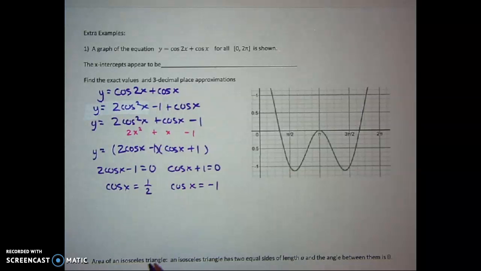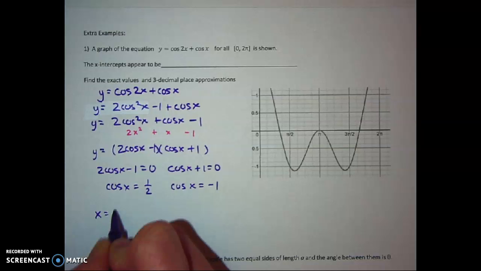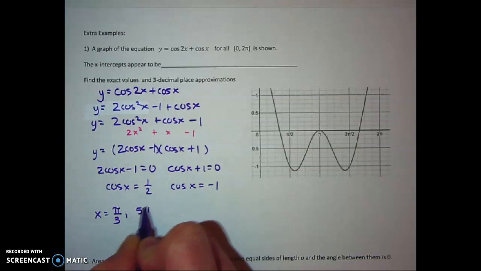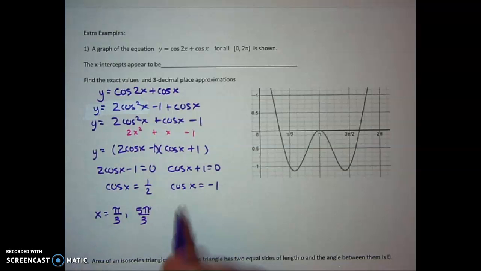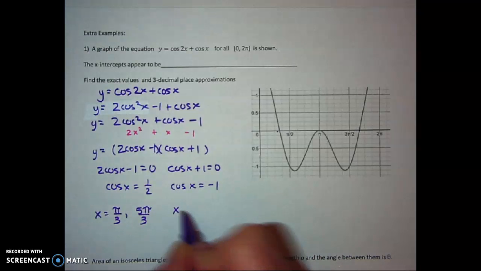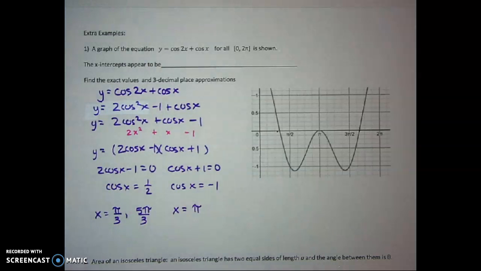And so this is where I would refer to my unit circle, simply because that's what I've been using mostly. Where is the cosine of x equal to 1/2? That's going to occur at pi over 3 and at 5 pi over 3. And that makes sense. That's going to be those 2 places. And then I also have where is the cosine of x equal to -1. That's going to be at pi.